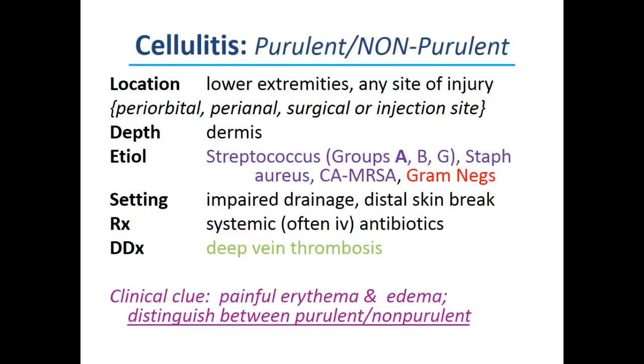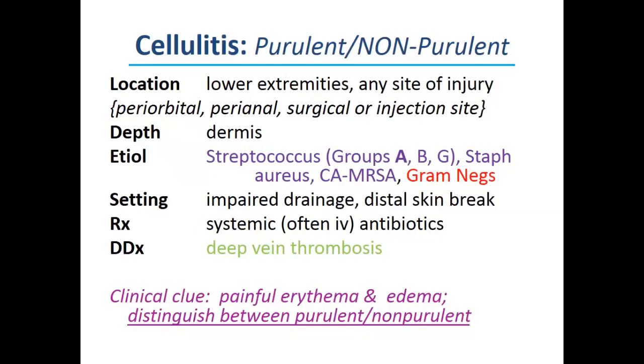So purulence just means pus, and off the dermis. Classically, non-purulent cellulitis is predominantly streptococcal. For other examples, classically, a woman who's had a mastectomy, who's had axillary dissection and impaired drainage, is at risk for an upper extremity cellulitis.